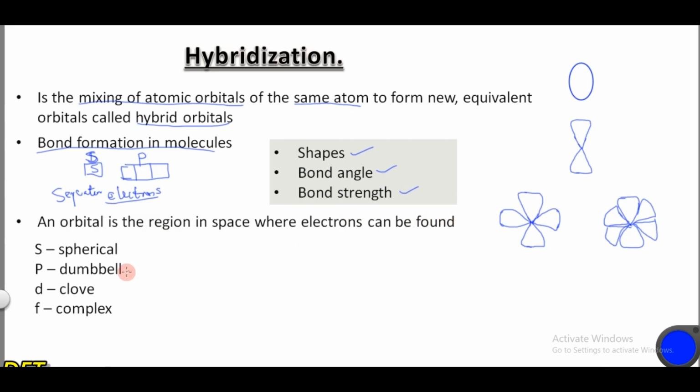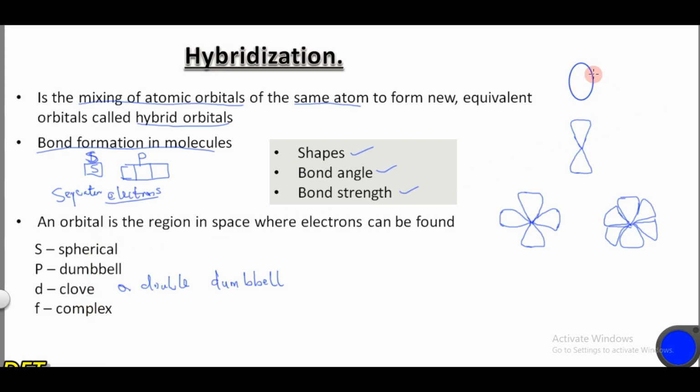Basically, we have four types of orbitals in chemistry. We have the s orbital, which is spherical in shape. We have the p orbital, which is dumbbell in shape. We have the d orbital, which is clover shaped or double dumbbell, right? Then we have the f orbital, which is complex in shape.